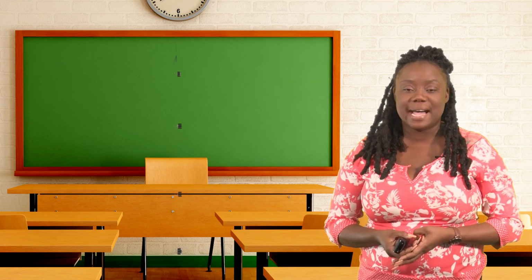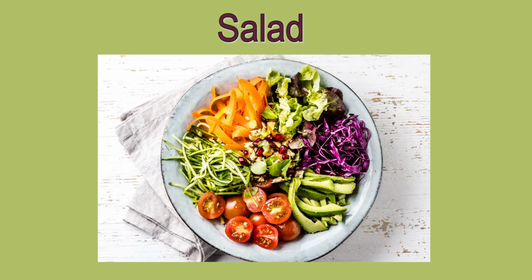Let's look at an example. In the mixture of a salad, you can see the different items used to make the salad, like the lettuce, the onions, the tomatoes. Some people put raisins, some people put nuts. This is a healthy mixture and it will do good for your body.